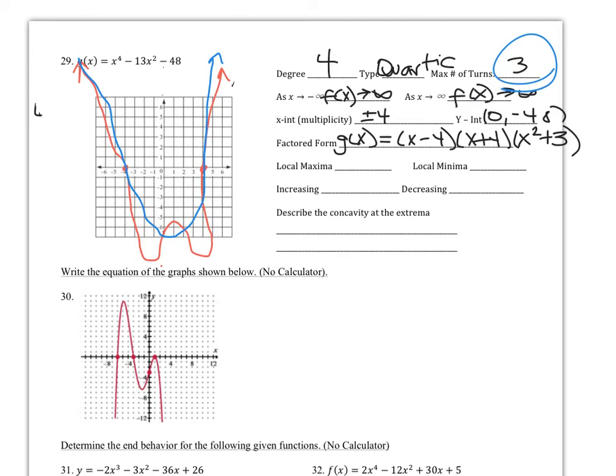So my next piece is I have to go ahead and do my calculator. I showed you how to do it on the calculator on the last problem, so I'm just going to go ahead and do it without projecting it. So x to the 4th minus 13x squared minus 48.